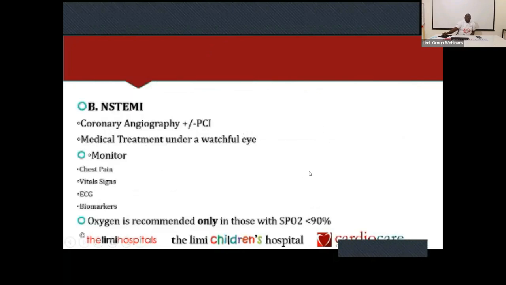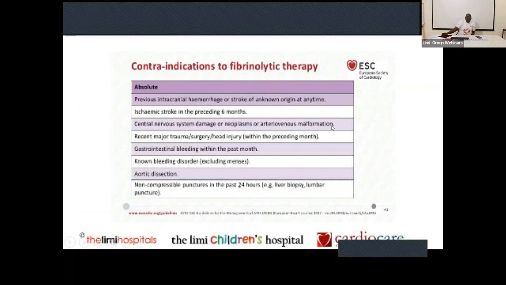So like I said, I talked about the NSTEMI. They should have only coronary angiography with or without percutaneous coronary intervention, and this patient does not qualify for thrombolysis. Then, like I talked about, oxygen is recommended only where there's desaturation, between 90 to 92, though most guidelines actually say less than 90%. And the use of all the medical therapy we talked about, the aspirin, the antiplatelets, the statin, and the beta blocker, is also indicated in this class of patients.